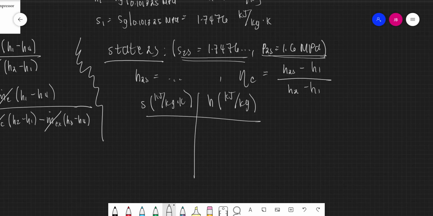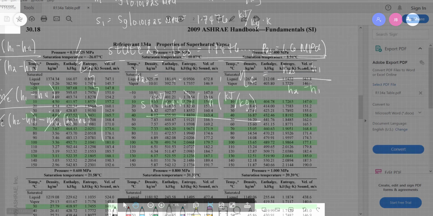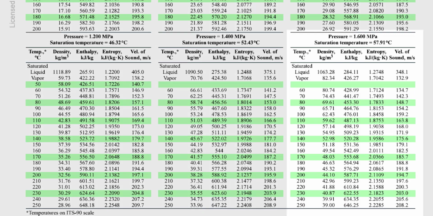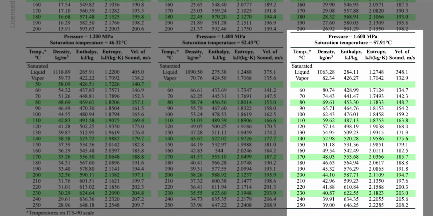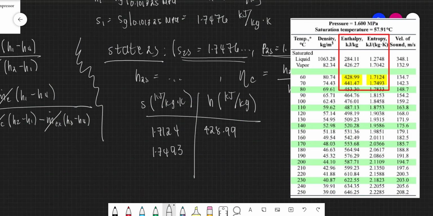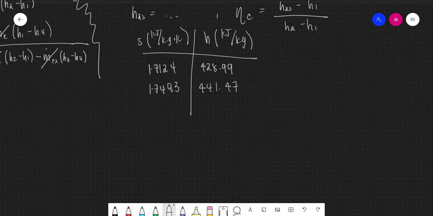So let us consult our thermodynamic table in order to do so. So at pressure that is equal to 1.6 megapascals, somewhere here, makikita natin na ang entropy na 1.7476 ay nasa pagitan ng dalawang values na ito. So let's just copy these entropies and enthalpies in our interpolation table. Again, we are interpolating at an entropy of 1.7476. So using linear interpolation, kung ano man yung value ng enthalpy dito, ay siyang magiging value ni H2S.